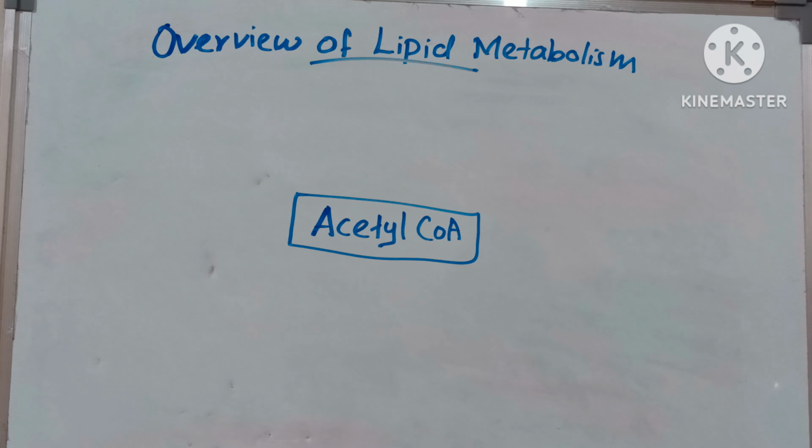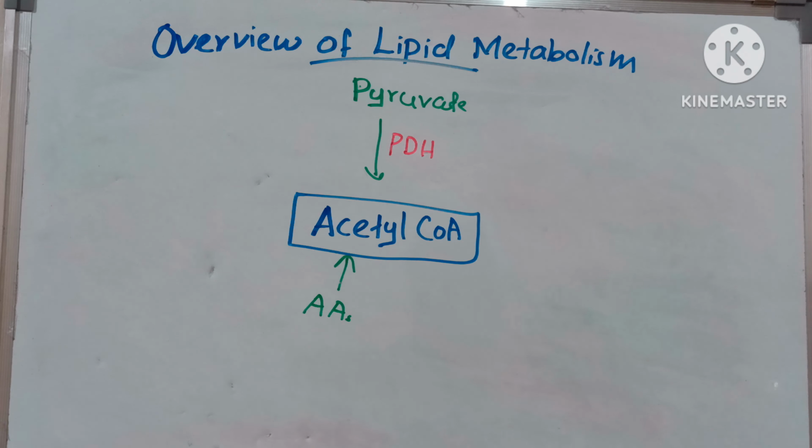Acetyl-CoA is the central molecule of lipid metabolism. Let's see the sources and fates of acetyl-CoA. Acetyl-CoA is derived from pyruvate by the action of the enzyme pyruvate dehydrogenase. This pyruvate is the end product of glycolysis. Acetyl-CoA is also derived from the carbon skeleton of some amino acids.